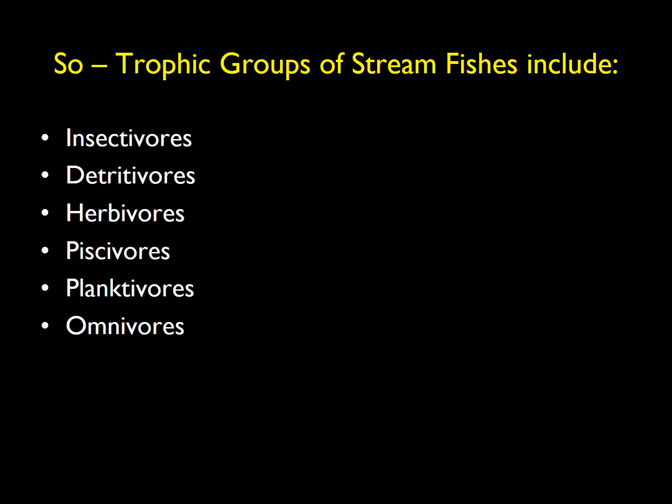So thinking of trophic groups of stream fishes, we have insectivores, those are by far the most fish, detritivores, herbivores, piscivores, planktivores, which will feed by filtering water, or even by picking plankton out one by one if the plankton are large enough. And then we have omnivores, of course, which feed on multiple categories within this classification.